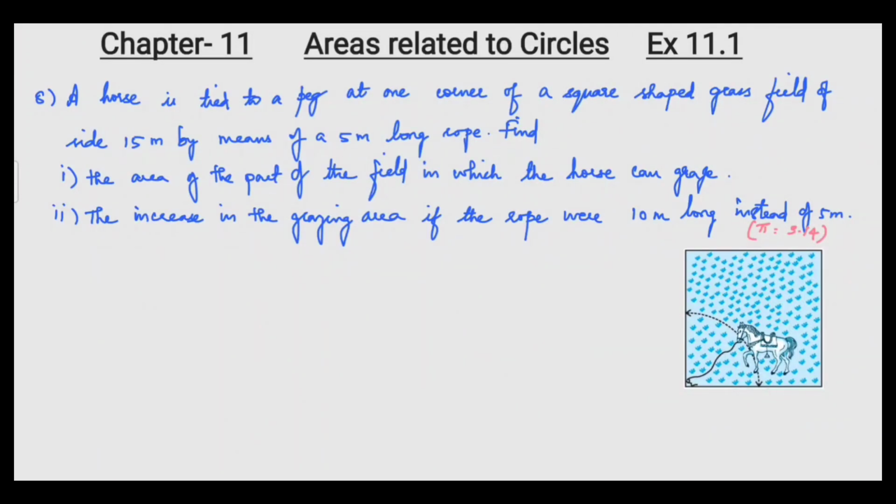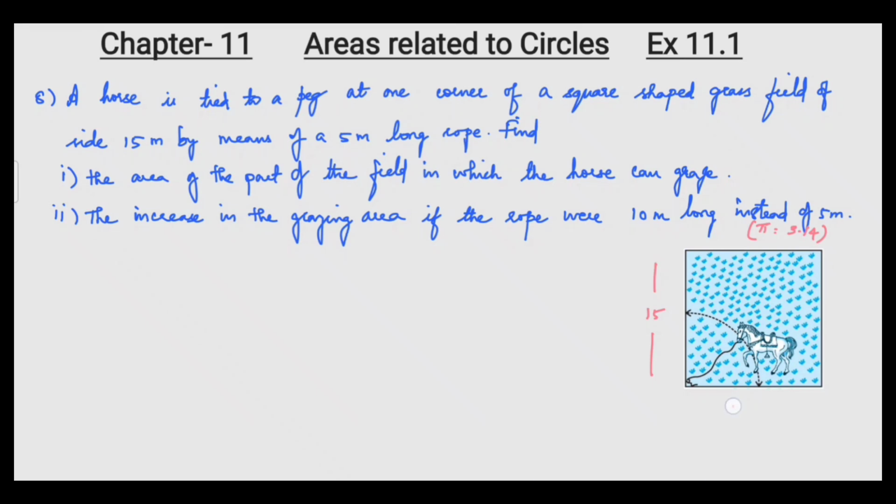Today let us see the 8th question of exercise 11.1, areas related to circles. A horse is tied to a peg at one corner of a square-shaped grass field of side 15 meters by means of a 5-meter rope. Find the area of the part of the field in which the horse can graze and the increase in grazing area if the rope were 10 meters long instead of 5 meters.